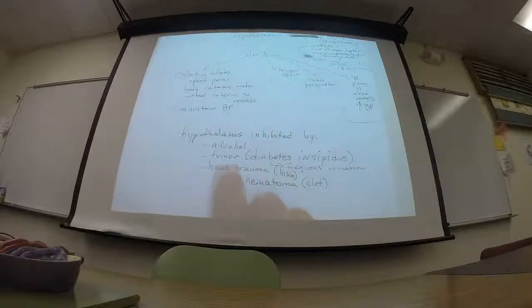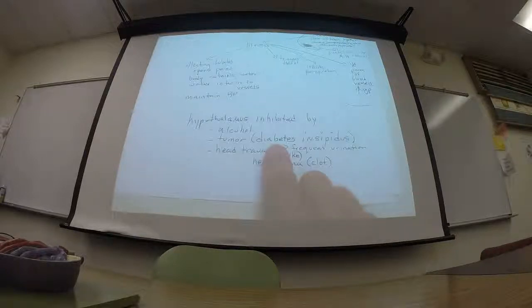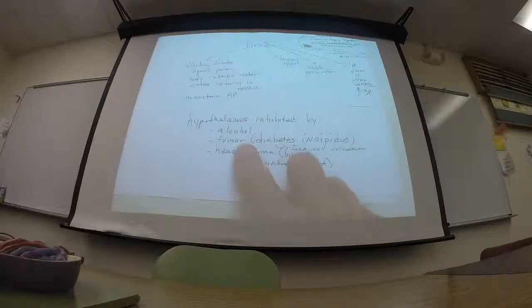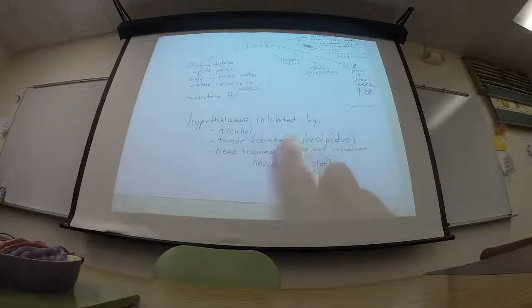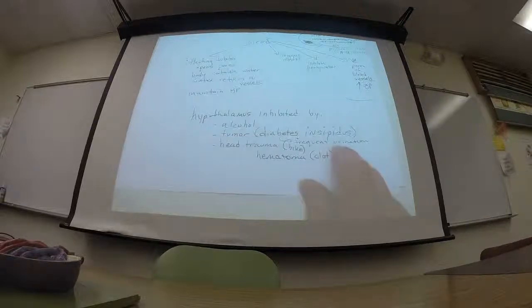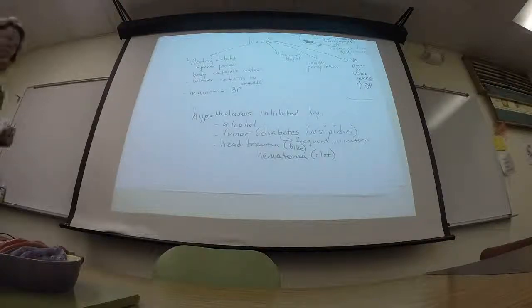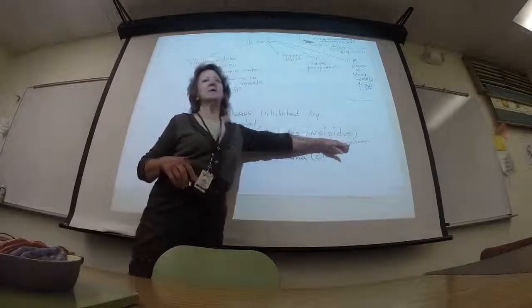Another thing that could stop you from making ADH is a tumor in the hypothalamus of your brain. This tumor is a mass, and it pushes on your nerve tissue in the hypothalamus, and so it doesn't fire. That's called diabetes insipidus, and because you're not firing, you're not releasing ADH, you have frequent urination, and frequent urination is a characteristic of any kind of diabetes. So they name this tumor form diabetes insipidus. It has nothing to do with insulin, nothing to do with glucose. It just is a form of diabetes because of this characteristic right here.